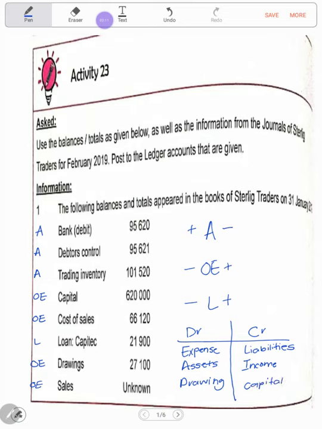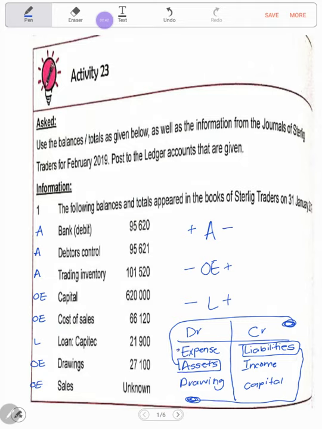Remember with assets, they increase on the debit side. As soon as they decrease, you will make the entry on your credit side. The same with liabilities, they increase on the credit side. As soon as they decrease, you'll make the entry on your debit side. The accounts that I have not circled are all owner's equity accounts. Please note that owner's equity decreases on your debit side.